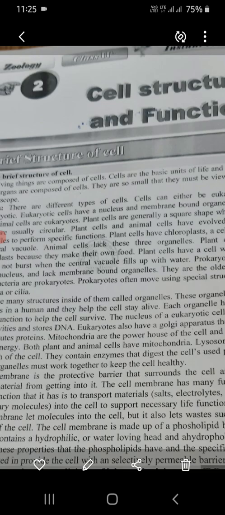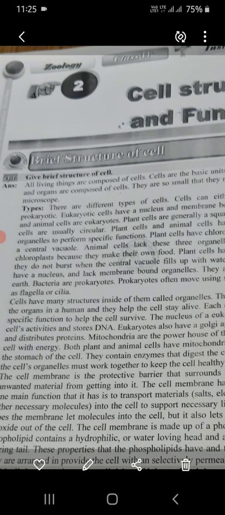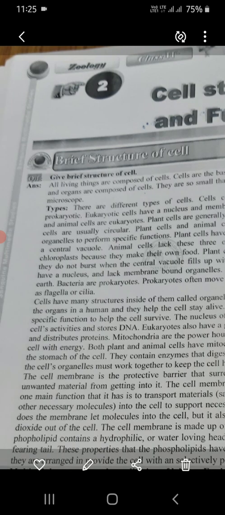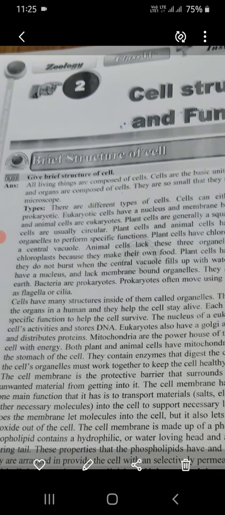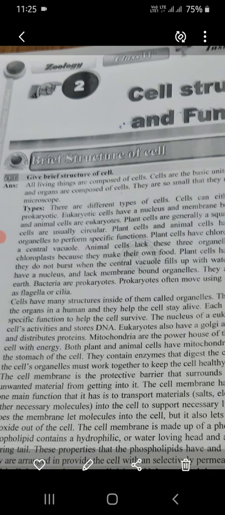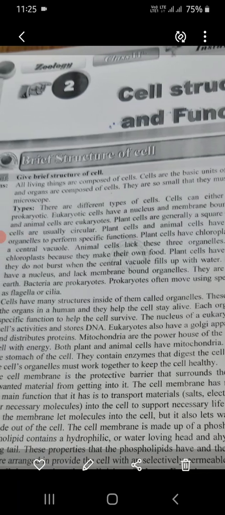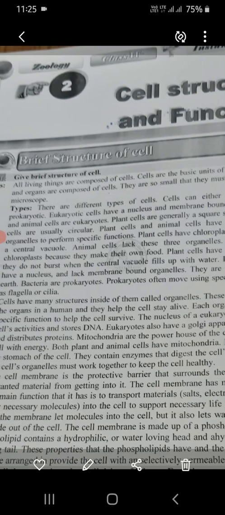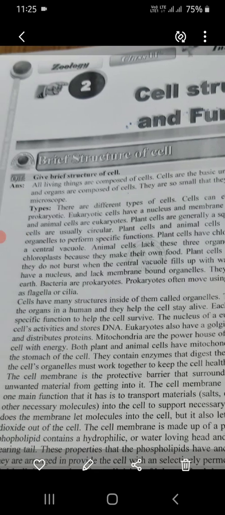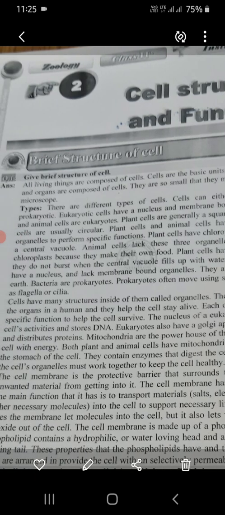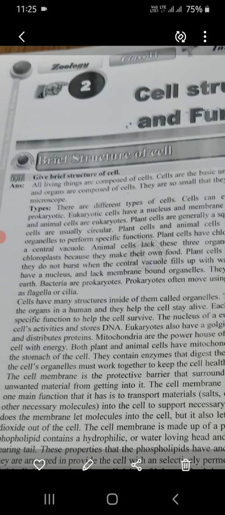Cells have many structures inside them called cell organelles. These organelles are like the organs in humans, and they help the cell to stay alive. Each organelle has its own specific function to help the cell survive. The nucleus of a eukaryotic cell directs the cell activities and stores DNA. Eukaryotes also have a Golgi apparatus that packages and distributes proteins. Mitochondria are called the powerhouse of the cell and provide the cell with energy.